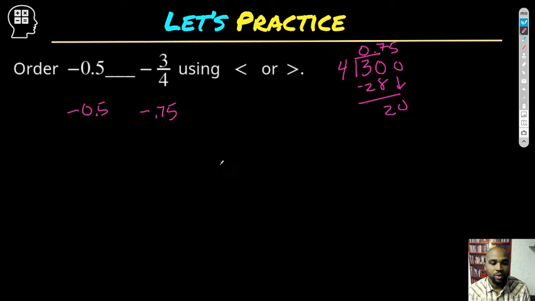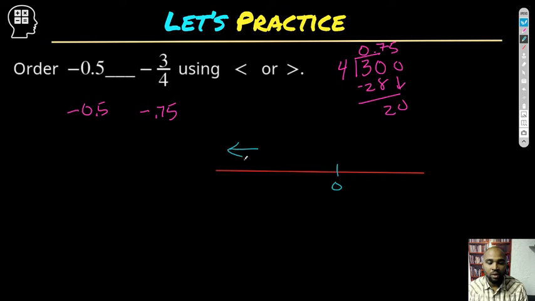Which one is greater? We have to remember where these lie on the number line. For negatives, the bigger the value looks, the further down the negative line it goes, the further left it goes. So it's actually thinking opposite here. My negative 0.5 will be here, and my negative 0.75 is here. So this is my bigger number, and that's our answer there.